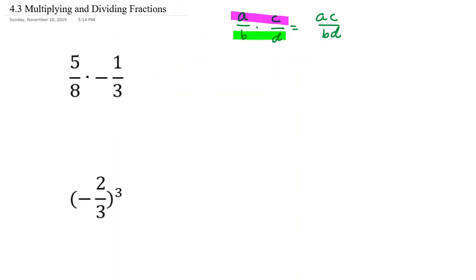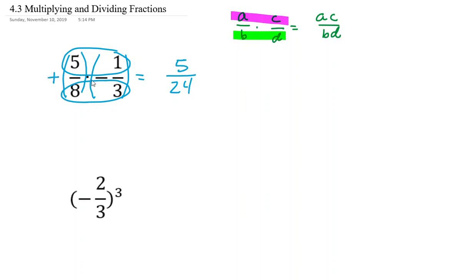So when we have a problem like this, 5/8 times negative 1/3, we multiply the numerators together. 5 times 1 is 5. And 8 times 3 is 24. And then, of course, don't forget this was a positive number times a negative number, so the answer is negative. And we're done. It's as easy as that.